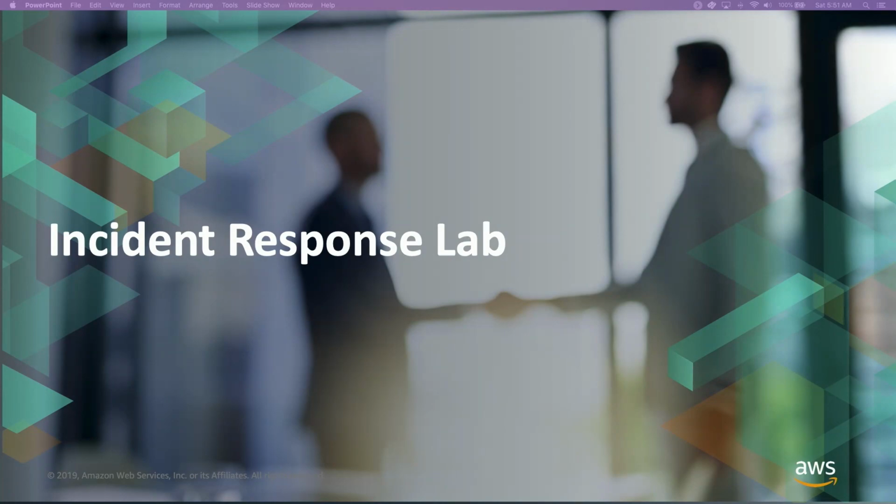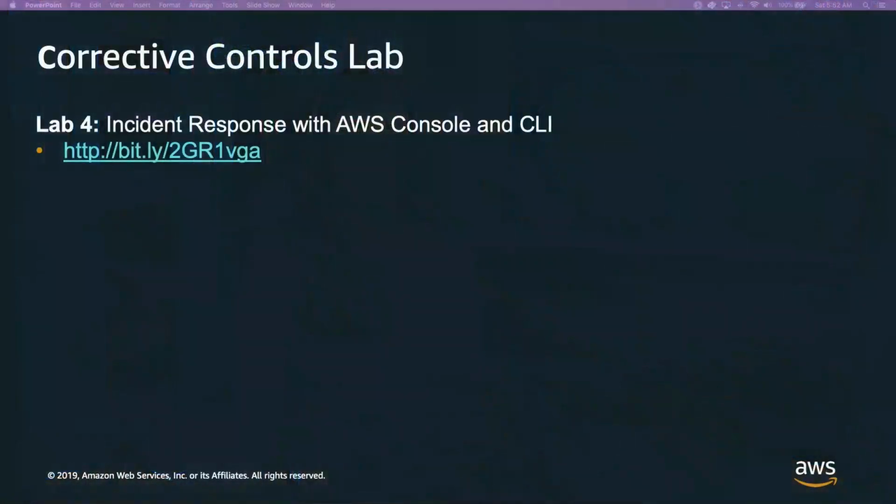So we've talked about incident response. Now I'm going to demonstrate to you in a lab how you could do an incident response in AWS using the detective controls that we deployed earlier. For those that are doing the lab, the Corrective Controls Lab is available at the link here. But as I said, I will be taking everyone through it as well.